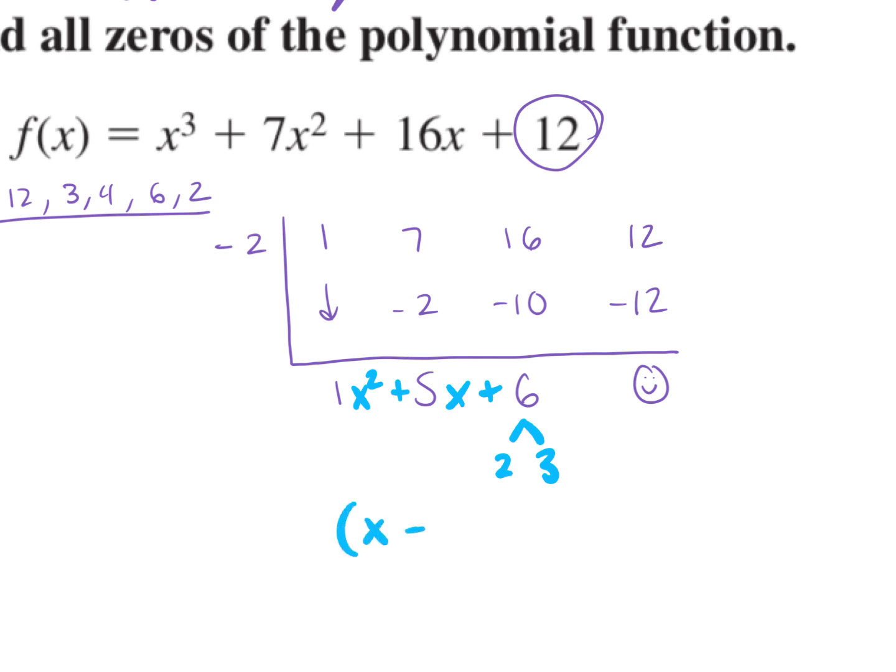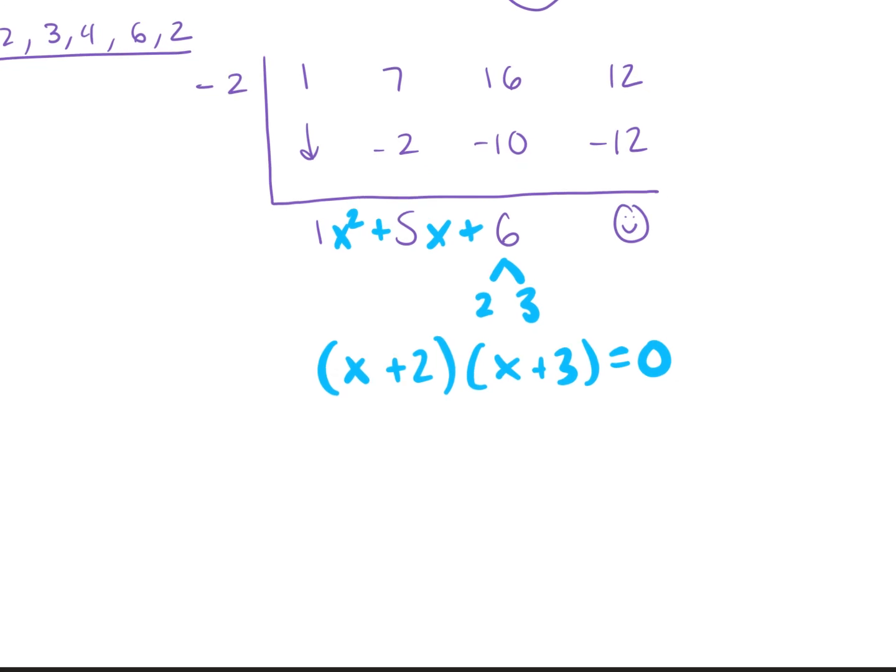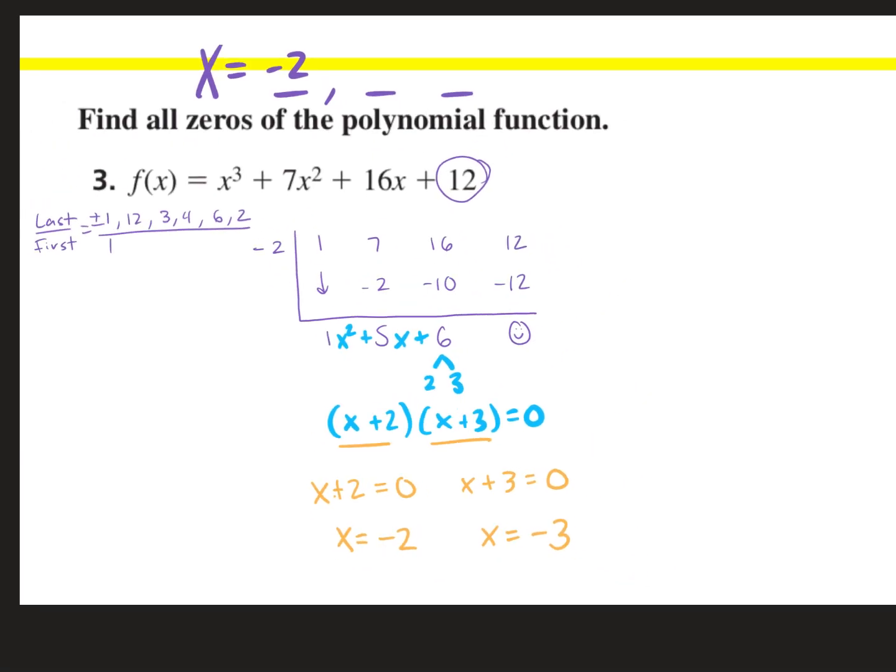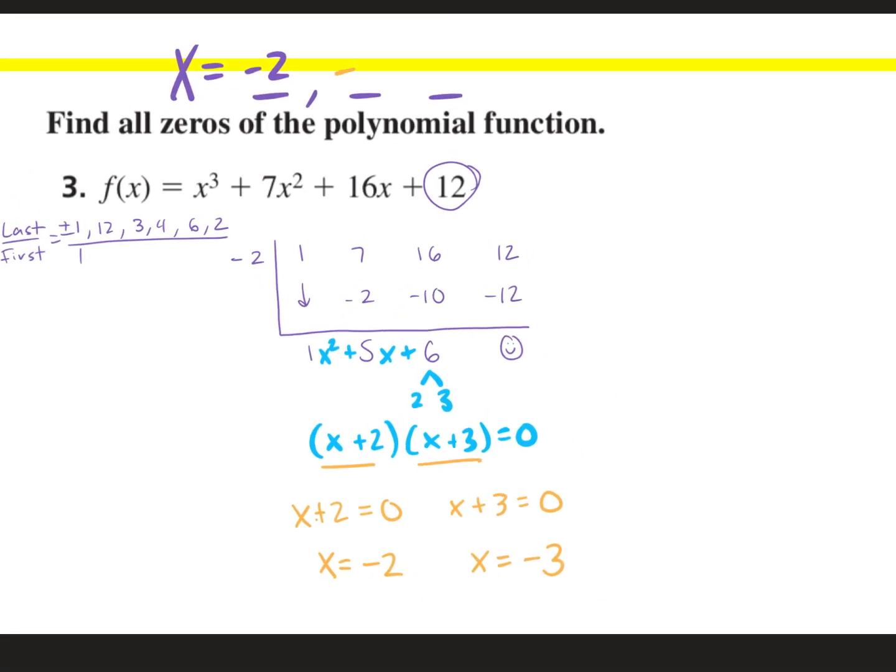So here I have x plus 2, x plus 3 equals 0. What would I do next? Set them both equal to 0. So x plus 2 is equal to 0. And x plus 3 is equal to 0. So what does x equal? -2 and -3. So I'm going to add those to my list too. I have another -2 and -3. So these are my 3 answers.